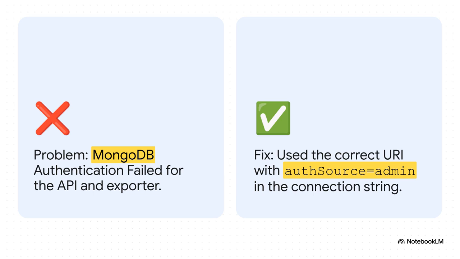First up, a classic issue. Authentication failed. You've probably seen this a million times. Both the Node API and the Prometheus exporter just couldn't connect to MongoDB. The fix turned out to be getting that connection URI exactly right, which meant we had to specify the auth source as the admin database. It's such a tiny detail, but it makes all the difference.